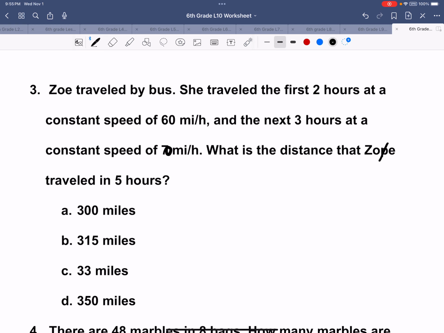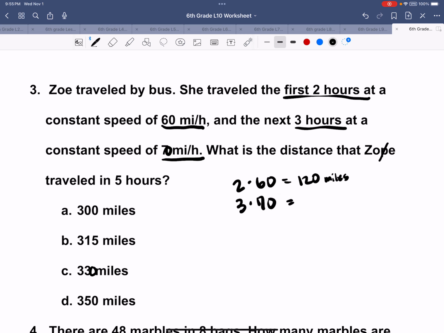I think what they meant was that this was a 70, this was 330. So she traveled the first 2 hours at a constant speed of 60 miles per hour, and the next 3 hours at a constant speed of 70 miles per hour. So what we do here is we multiply 2 by 60 because they want the number of miles. So we have 120 miles, and the next 3 hours at a constant speed of 70. This gets us 210 miles.